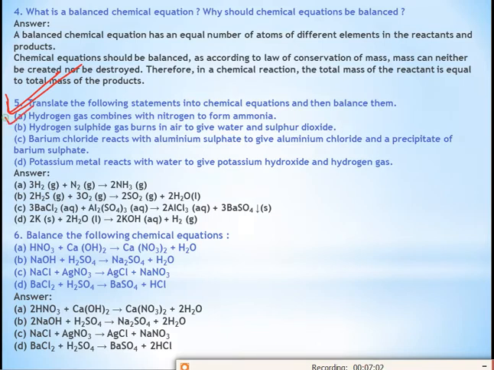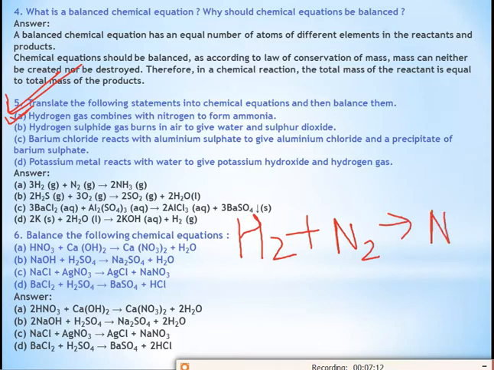So first of all, let's take up the first question. Hydrogen gas. So what is the formula of hydrogen gas? H2. It combines with nitrogen, that is N2, to form ammonia, that is NH3. So now we have to balance it. Over there you can see 2 nitrogen atoms are there. So we have to make 2 this side also. So what we will do, we will put a 2 over there.